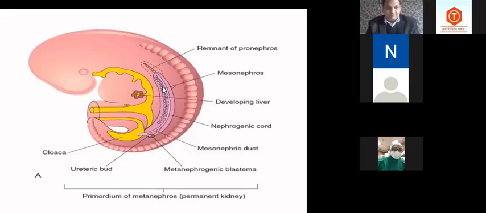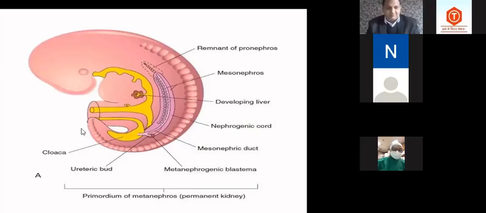Mesonephros will degenerate, and the mesonephric duct will remain. Metanephros doesn't have its own duct; it will use the mesonephric duct. From the caudal end of the mesonephric duct, just before joining the cloaca, it will give a ureteric bud from where the collecting system will develop, and the metanephrogenic blastema, the metanephros, will give rise to the excretory component. We'll discuss all these in the further slides.